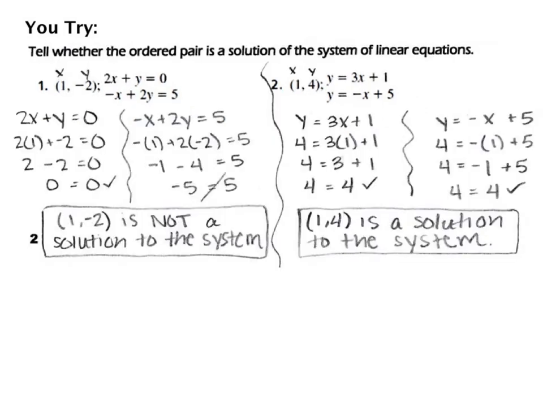So making sure that you got for number 1 that the point (1, negative 2) is not a solution to the system, because it did not work in our second equation. And in number 2, that (1, 4) is a solution to the system, because it worked in both equations. If you have questions on this yet, please make sure you are asking. Otherwise, go ahead and go back to Google Classroom so that you can grab the video for example 2.